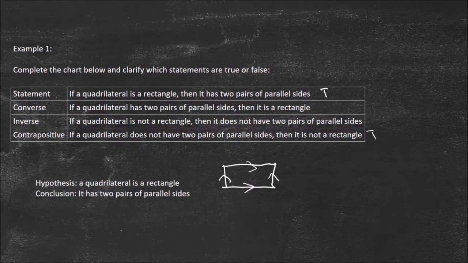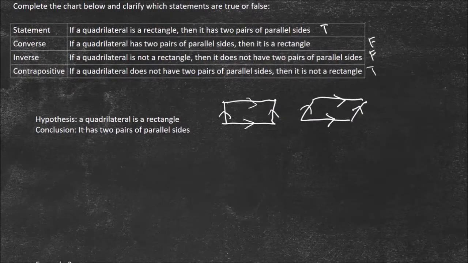Now the converse. If a quadrilateral has two pairs of parallel sides, then it is a rectangle. So you need to think, are all quadrilaterals that have two pairs of parallel sides rectangles? Think about that for a second. And I'm going to say that is false. Because what about my parallelogram? This is not a rectangle, but both sides are parallel. So it has two pairs of parallel sides, but it is not a rectangle. So that is false, and I know the truth value of my converse and the inverse are always the same, so the inverse must be false too. So I get true, false, false, true. So that's a good first example.